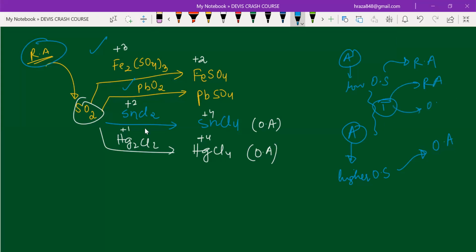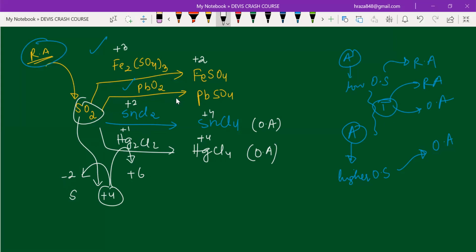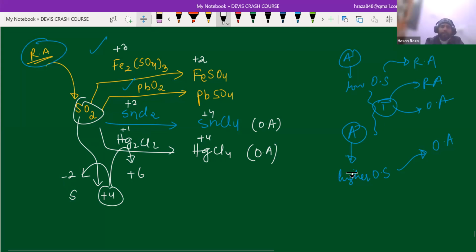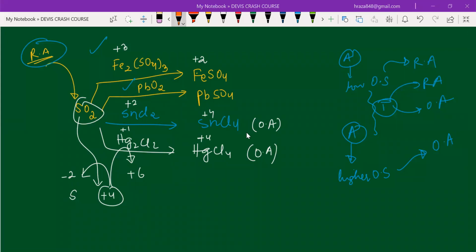As you can see, sulfur ranges from -2 to +6, and here the sulfur is +4, in between these two. So it can act as a reducing agent as well as an oxidizing agent. Okay. Very good. Please do write it. Done. Very good.